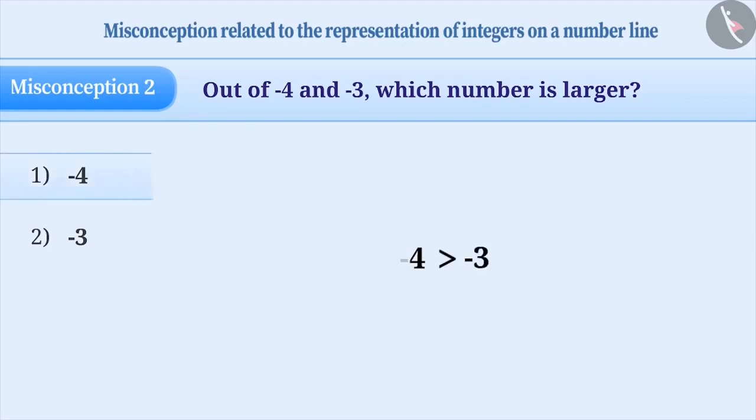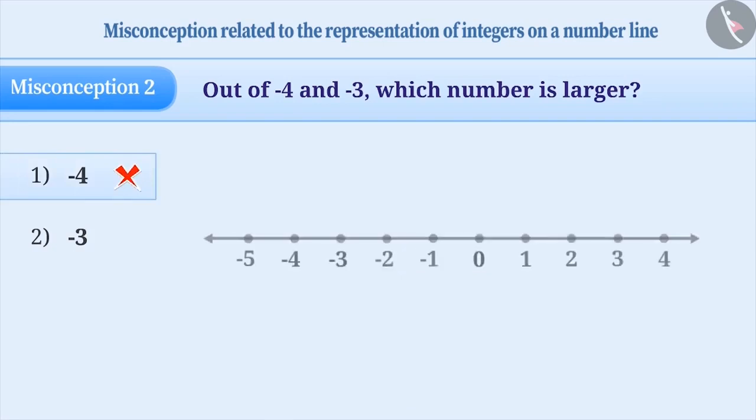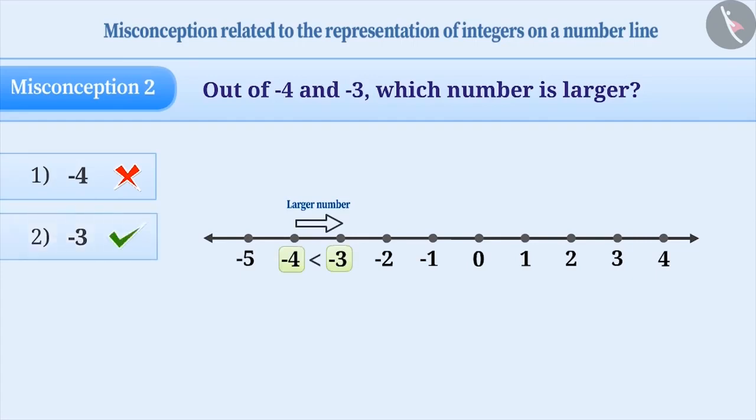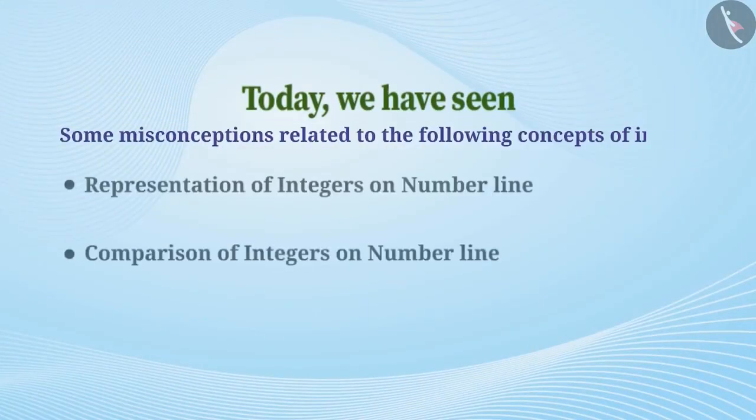This is incorrect. We know that on the number line, if a number is to the right of another number, then it is a larger number. Therefore, minus 3 is larger than minus 4. So, the correct answer is option 2. Today, we have seen some misconceptions related to the following concepts of integers.